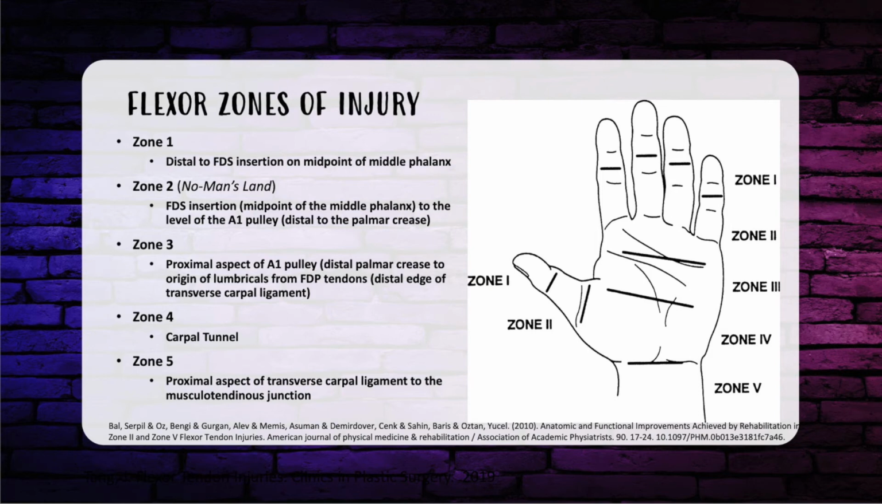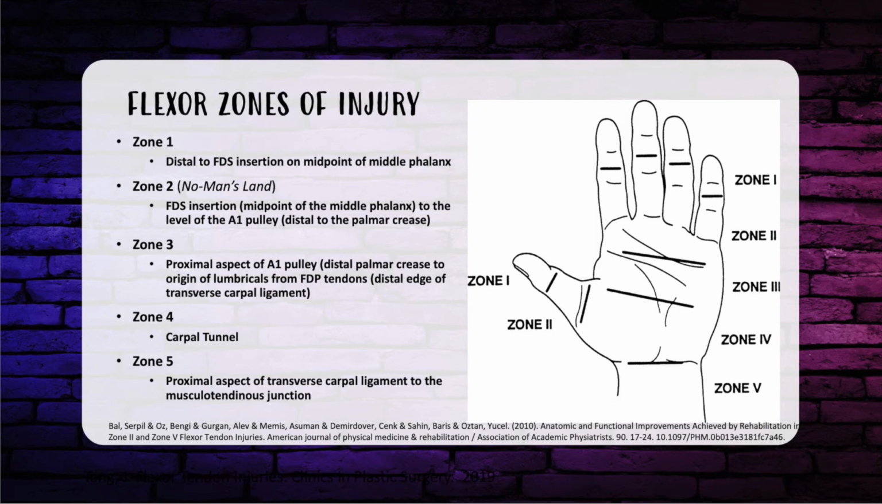Sure. So starting from zone 1, this is going to be distal to the FDS insertion on the midpoint of the middle phalanx. Zone 2, also known as no man's land, is the FDS insertion, which is the midpoint of the middle phalanx, to the level of the A1 pulley, distal to the palmar crease. Zone 3 is the proximal aspect of the A1 pulley, which is again distal palmar crease, to the origin of the lumbricals from the FDP tendons, which is the distal edge of the transverse carpal ligament.